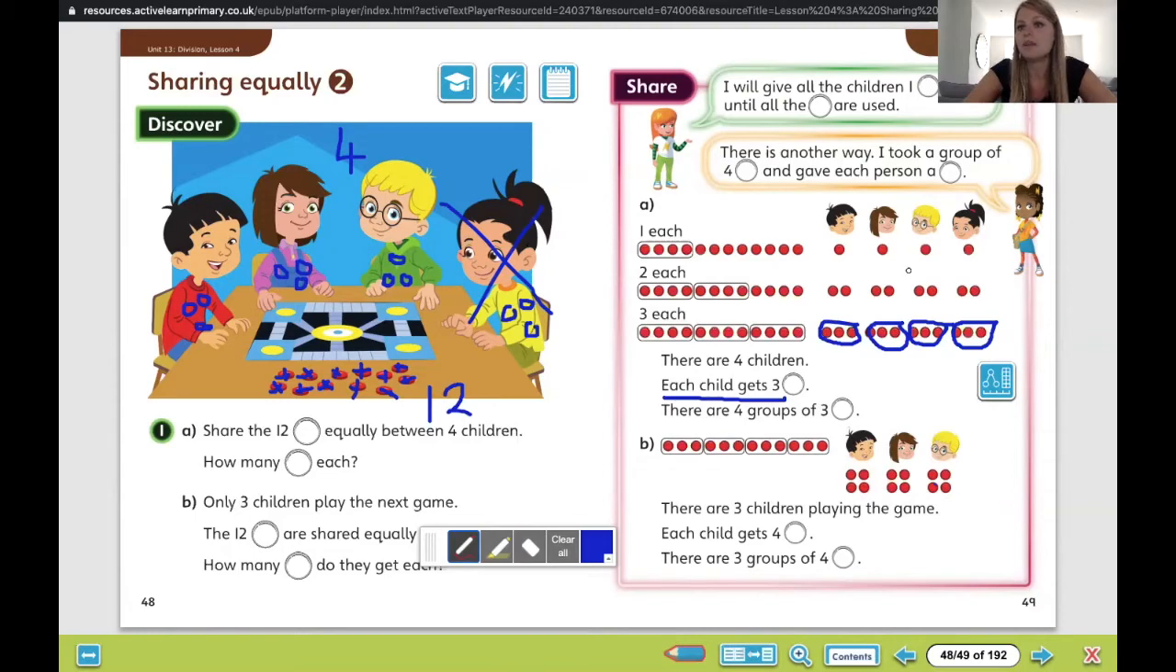Or we could use the method of this little girl. So up here, she was sharing the counters between 4 children. So she grouped them in groups of 4. Now we're sharing between 3 children. So how many counters should there be in each group? There should be 3. So there's a group of 3, a group of 3, a group of 3, and a group of 3.